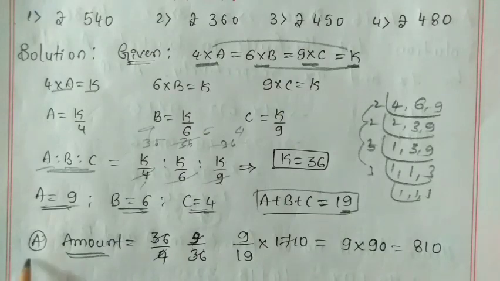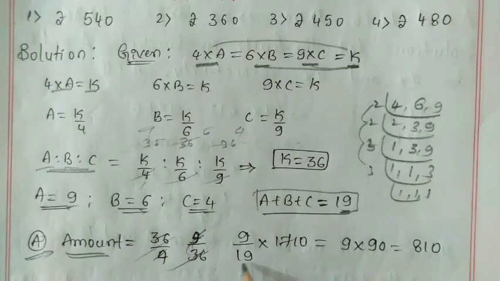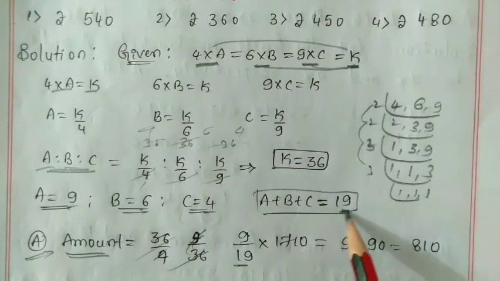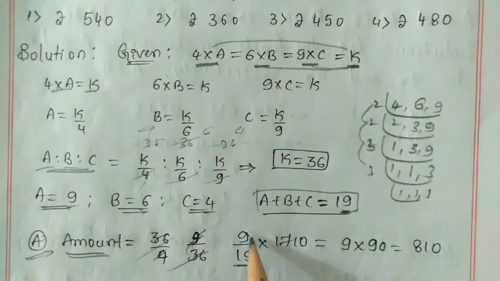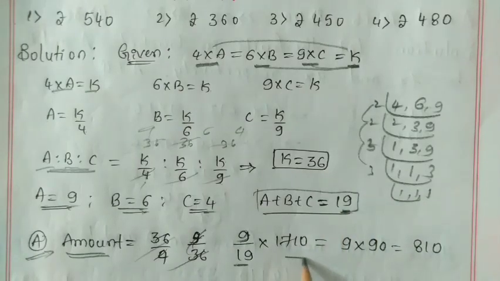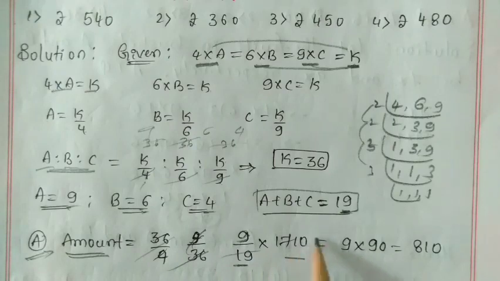First you can find the A amount. The A amount equals 9 divided by 19, because the total is 19 and the A ratio is 9, into the total amount 1710. Now 19 ones are 19, 19 nines are 171, and you write the 0 as it is. Then multiply: 9 into 90, 9 nines are 81, and write the 0 as it is.